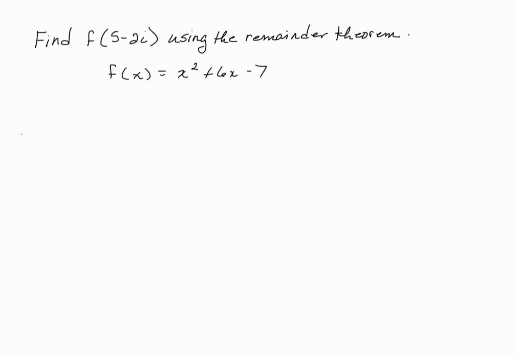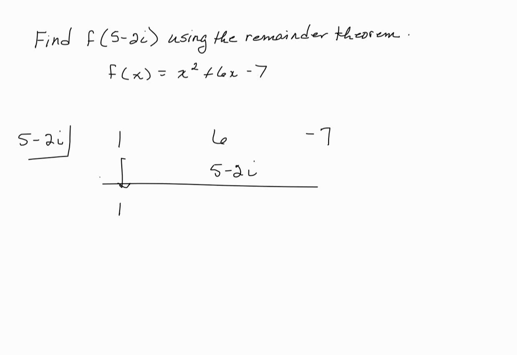All right, my next example, I'm trying to find f of 5 minus 2i using the remainder theorem. So 5 minus 2i goes in my box. My coefficients are 1, 6, and negative 7. Bring down this 1. 1 times 5 minus 2i is 5 minus 2i, and that's going to give me 11 minus 2i when I add them together.